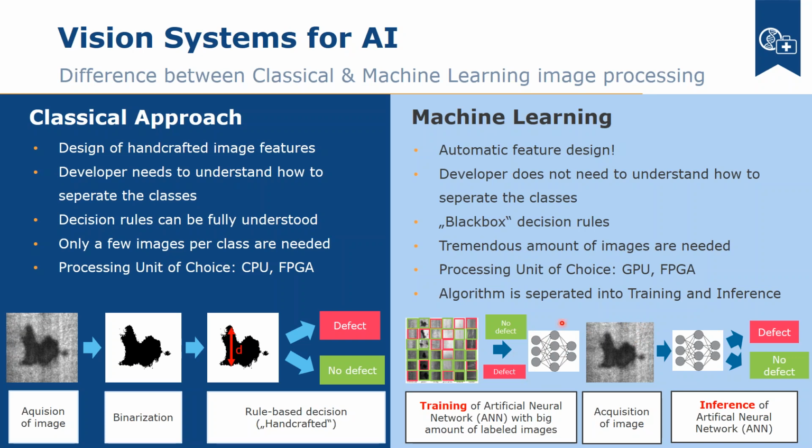But after you have trained your artificial neural network, you will have this inference, this trained neural network, and you can put in the acquired image, and the network itself will decide if it's a defect or no defect. Good. Just to make clear the difference from the classical approach, where you needed to understand the rules fully: here you don't understand the rules, but it gives you the ability to flag images and create the decision rules by itself.